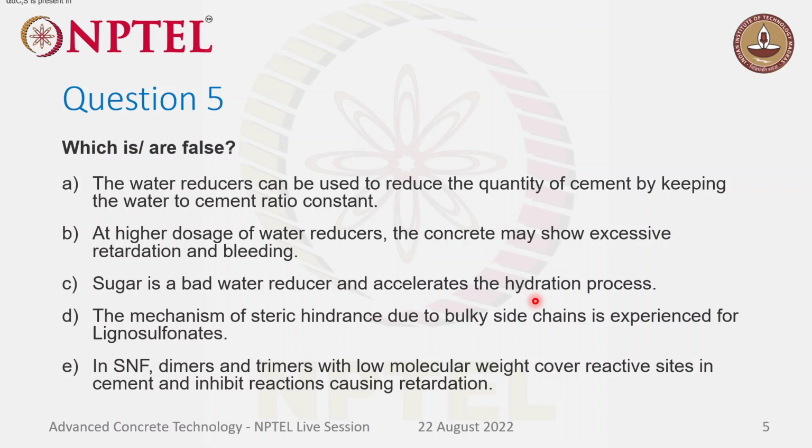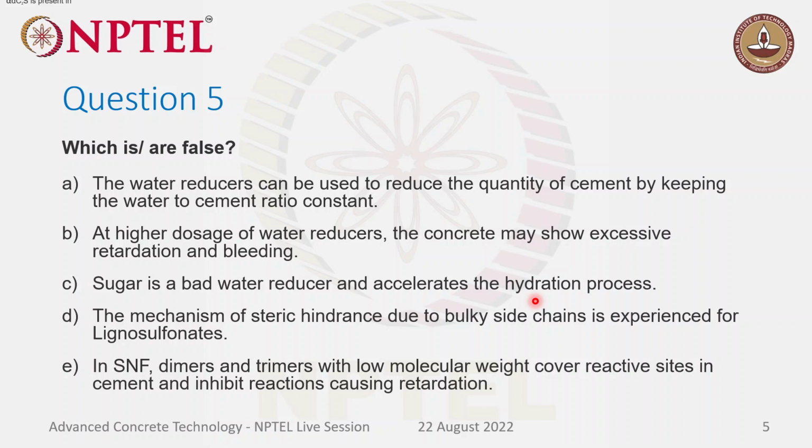Then option D is: the mechanism of steric hindrance due to bulky side chains is experienced for lignosulfonates. So here they are saying that lignosulfonates have a steric hindrance effect due to bulky side chains. Just think, lignosulfonates belong to which type of water reducers? Does it belong to first generation, second generation, or third generation? And think about bulky side chains. Steric hindrance is present in which generation of water reducers? I'll give one clue: lignosulfonates belong to the first generation of water reducers.